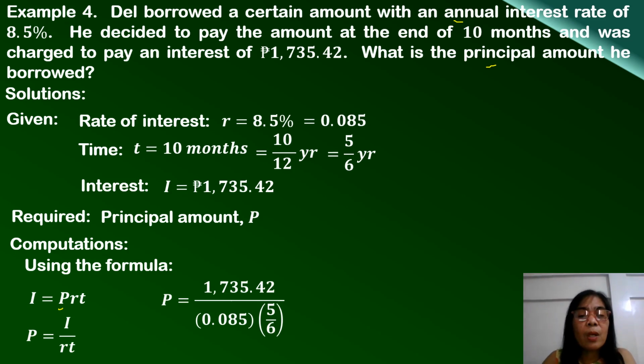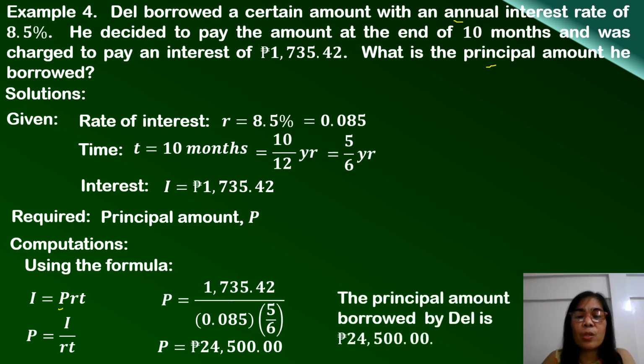Substituting values, I is 1,735 pesos and 42 centavos, R is 0.085 and time is 5/6. Using now your calculator, P is 24,500 pesos. So this is now the principal amount borrowed by Dell.